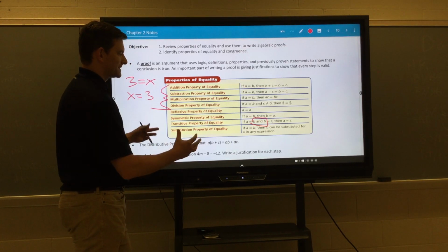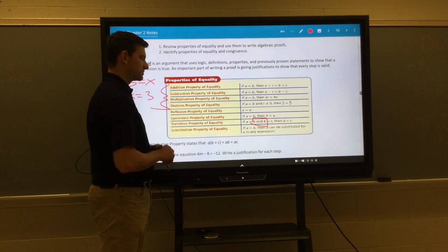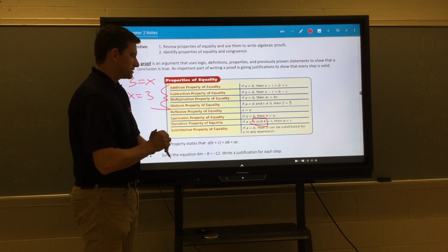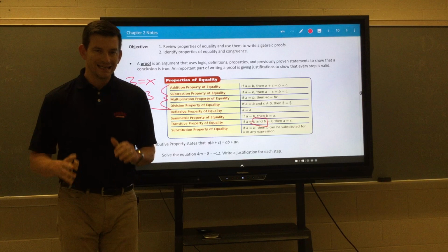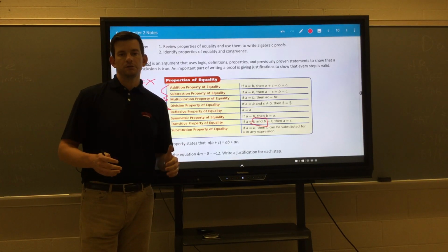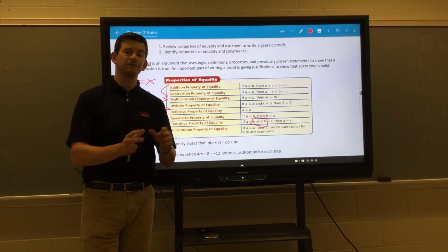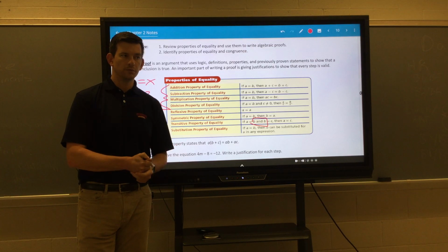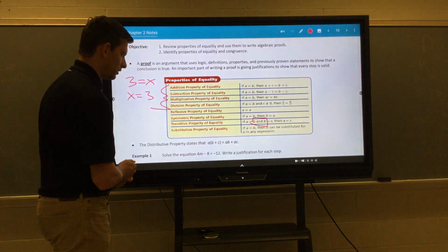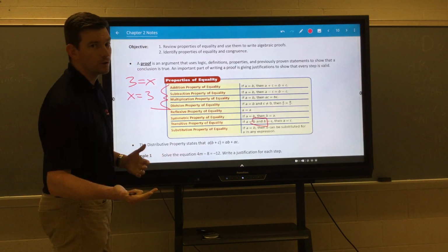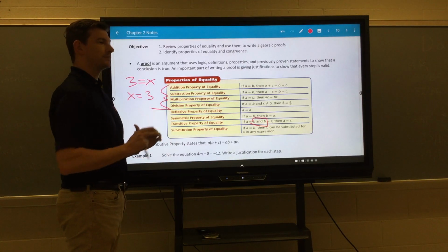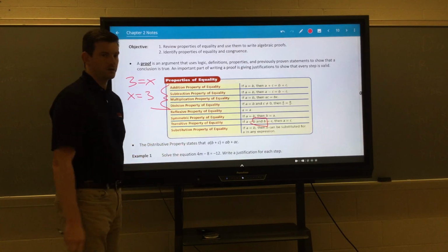Substitution applies to different values. So if A equals B, then B can be substituted wherever you see an A in an expression. Okay? Now you're substituting in a value when you're employing that substitution property of equality. Again, an idea that you already know about. Okay? Now you're just labeling it with a specific property.